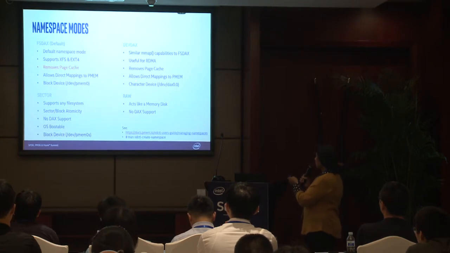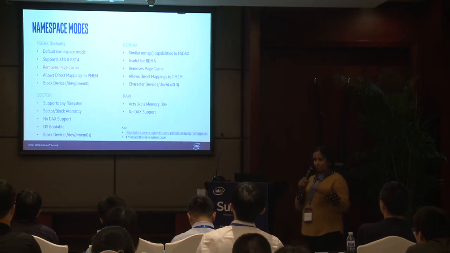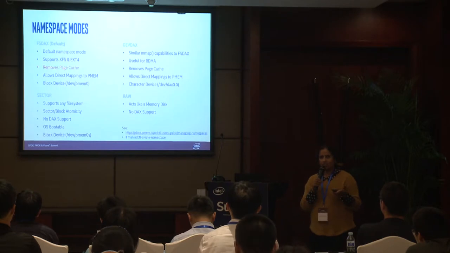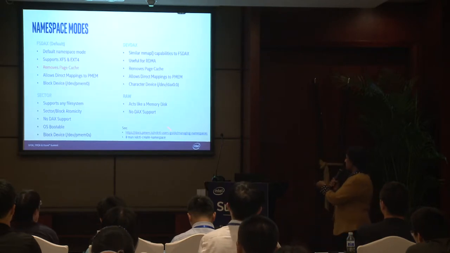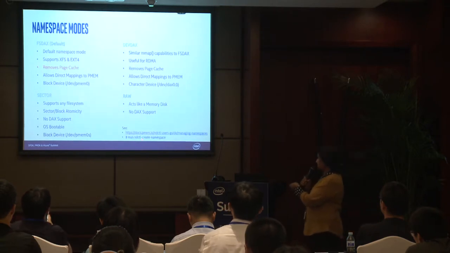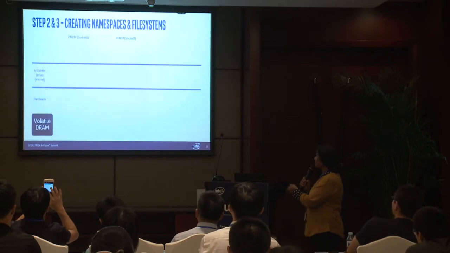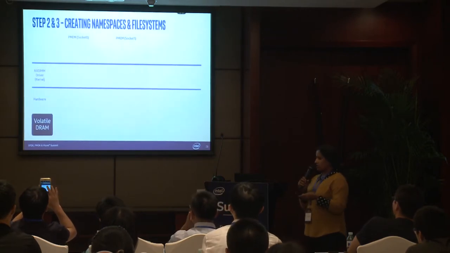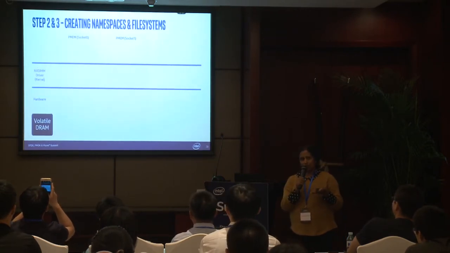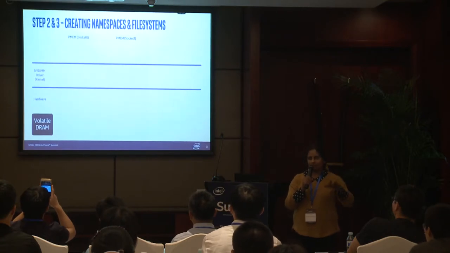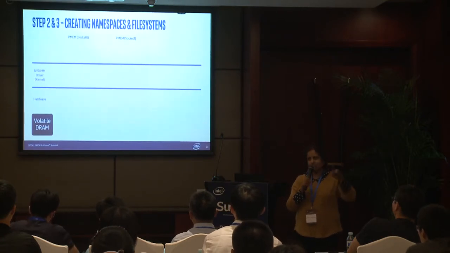I'm not really going to talk about DevDAX and RAW. It's more for very advanced usages, and there is also a lot of documentation here. So I just want to now show, as from a picture, how the regions are created and the new series and all that stuff.